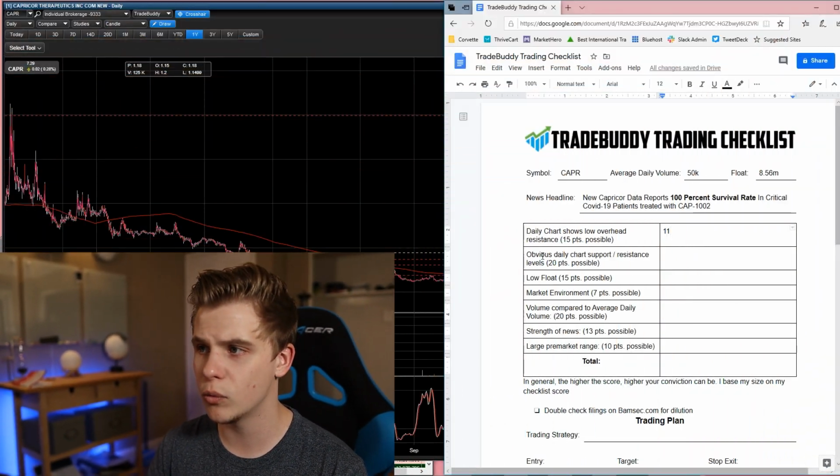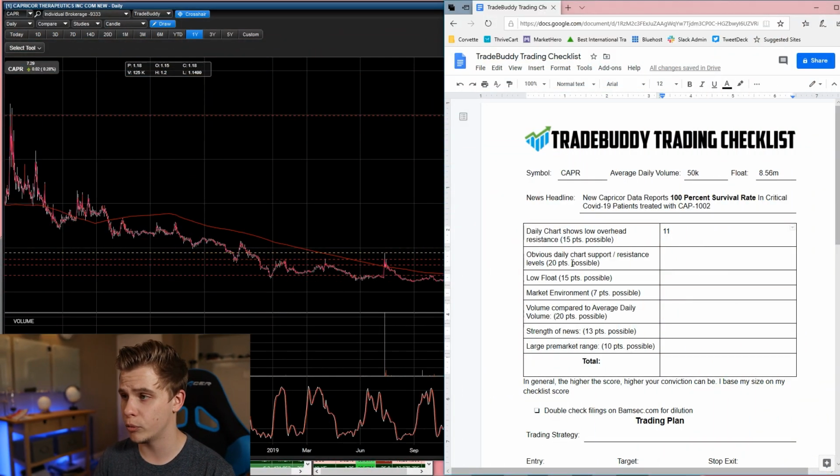When you have a checklist like this, you approach the stock a lot more structured and you know all the variables of it and you know exactly how good of a play it can be. Actual numbers themselves, like the score I give, don't give it too much thought. So next one, obvious daily chart support/resistance levels, 20 points possible.